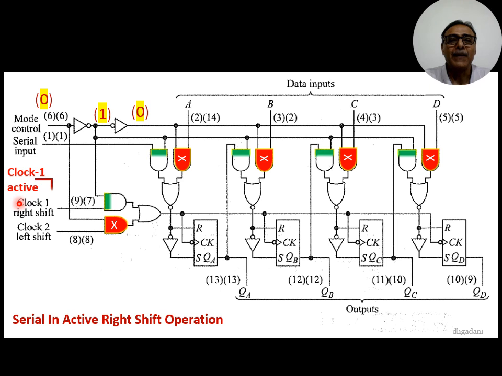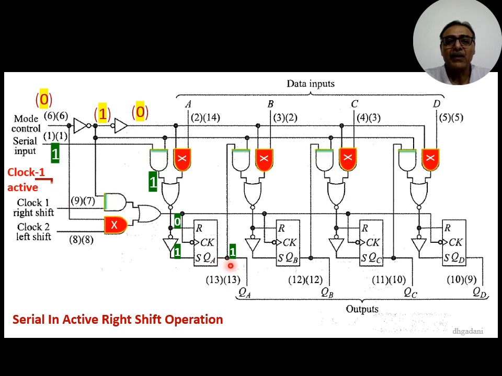For example, if we apply a serial input 1 here, then it will appear as 1 at the output of the AND gate. Due to this NOR gate, the output will become 0. Again, this is an inverter. The output of the inverter is 1. Means S is 1, R is 0. Means the output QA becomes 1. Means whatever input we have applied, it appears at the output.